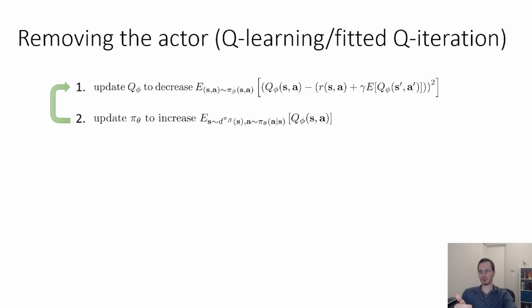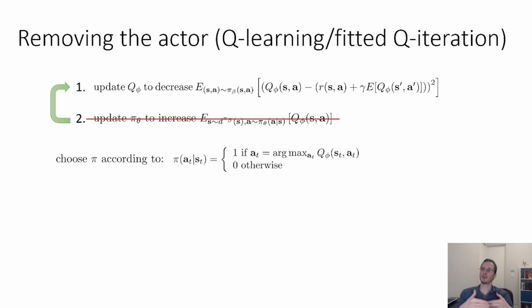Now, we could also remove the policy entirely by having the policy essentially be implicit, and this would give us a q-learning or fitted q iteration algorithm. The way that we would do this is we would remove step 2 and replace it with an implicit policy where we choose pi by setting it to be the policy that takes an action with probability 1 if it's the argmax of the q function and probability 0 otherwise. But the same conceptual framework applies. So especially in cases where you have discrete actions, this is a very practical way to do things, and this is the basis of q-learning and fitted q iteration. Everything we discussed before, however, still applies.